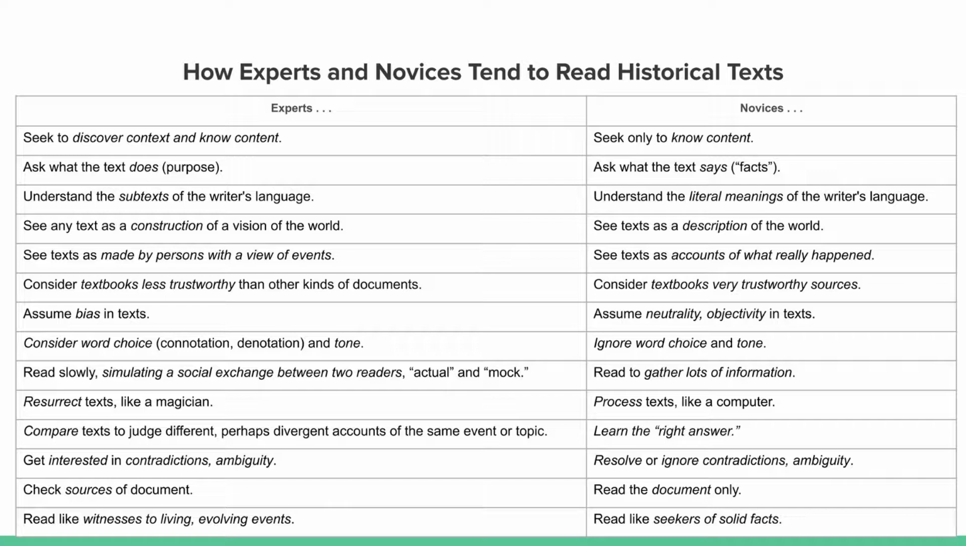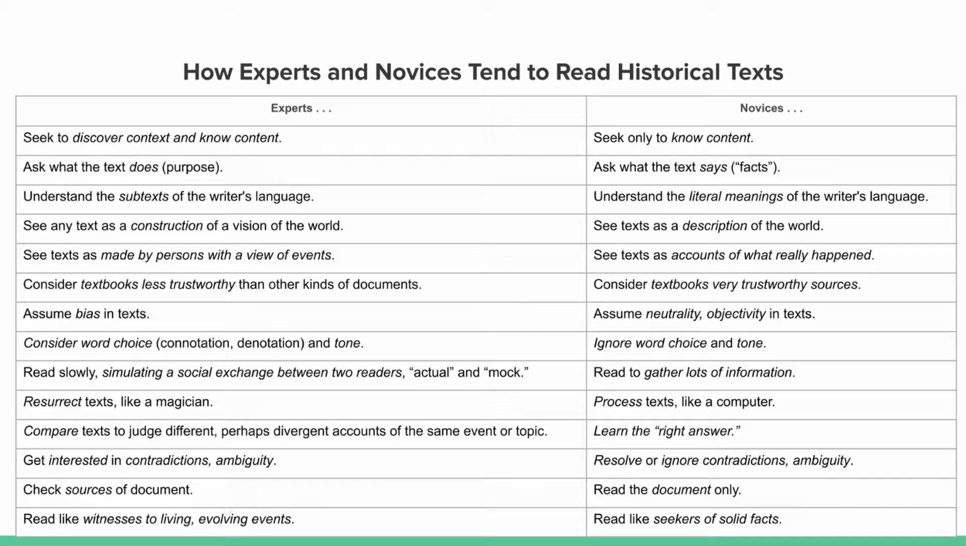Experts are able to resurrect text like a magician, where novices process text like a computer. Experts compare texts to judge different, perhaps divergent accounts of the same event or topic, and novices learn the right answer. Experts get interested in contradictions, where novices resolve or ignore contradictions. Experts check the sources of a document, where novices read the document only, and experts read like a witness to living, evolving events, where novices read like seekers of solid facts.